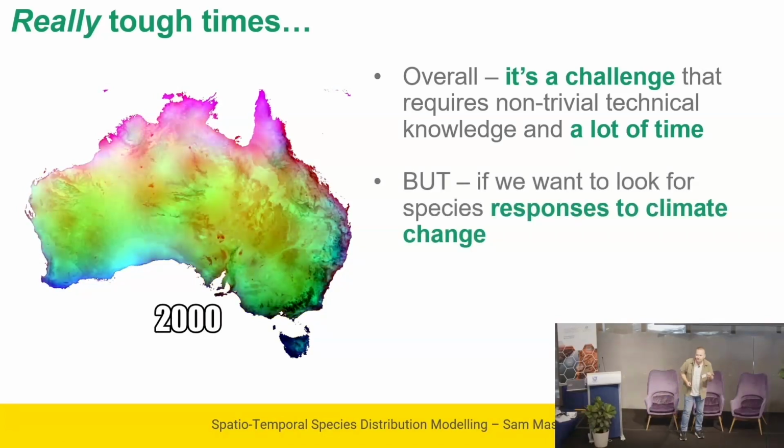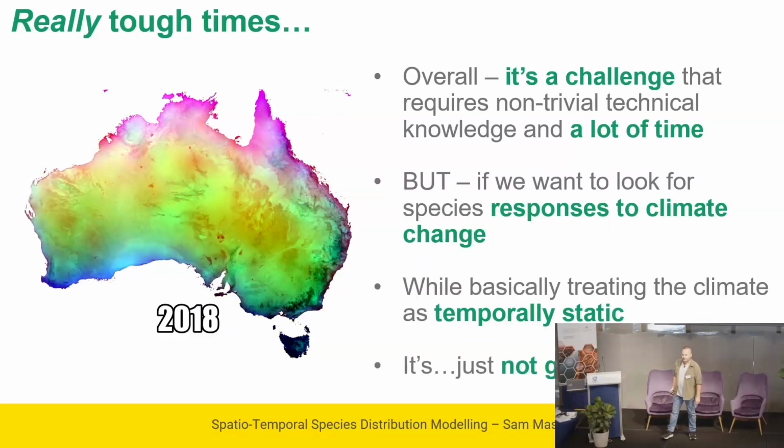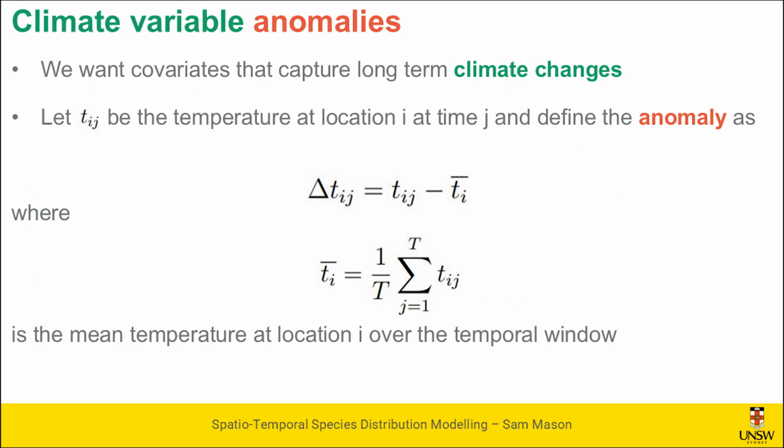But here's the problem. If we want to find species response to climate change while simultaneously treating the climate as temporally static, well, that's not going to work, right? So we've got to make a change here. All right, now let's talk about anomalies.